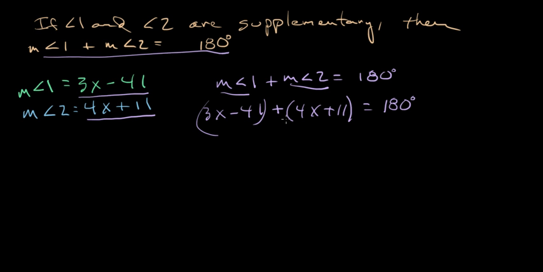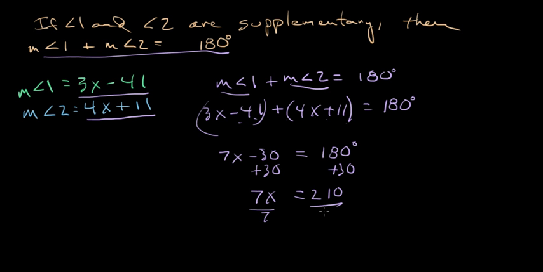So 3x plus 4x is 7x. Negative 41 plus 11 is negative 30. If this throws you off, talk to me about adding and subtracting integers. We can work on that. So then we have 180 degrees from over here. If I add 30 to both sides, I have 7x all by itself equals 180 plus 30, which is 210. And if I divide both sides by 7, I have x equals 30.